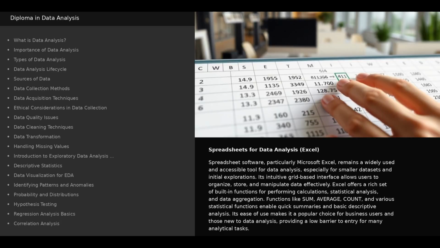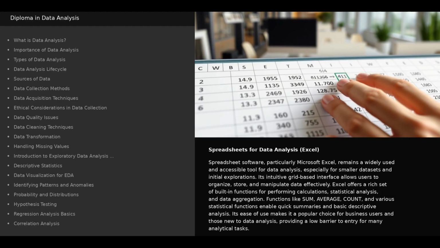Spreadsheets for data analysis, Excel. Spreadsheet software, particularly Microsoft Excel, remains a widely used and accessible tool for data analysis, especially for smaller datasets and initial explorations. Its intuitive grid-based interface allows users to organize, store, and manipulate data effectively.